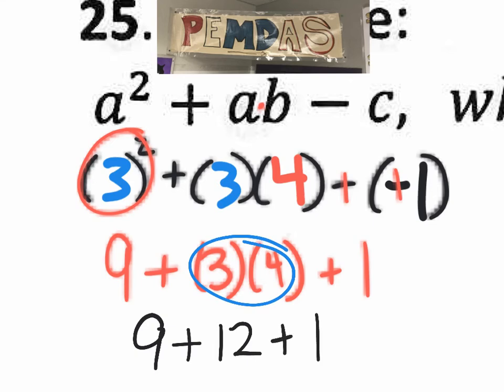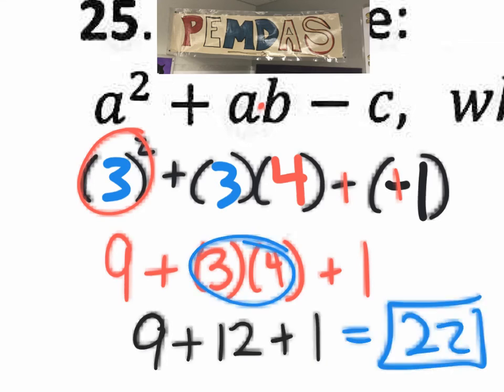9 plus 12 is 21. 21 plus 1 is 22. So the final answer is 22 for number 25.